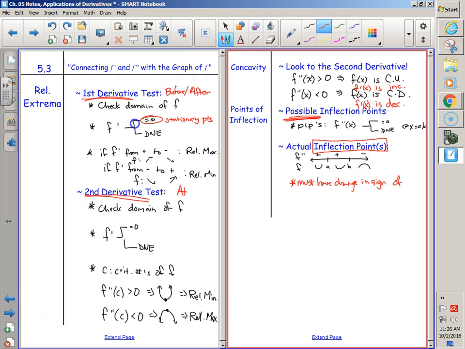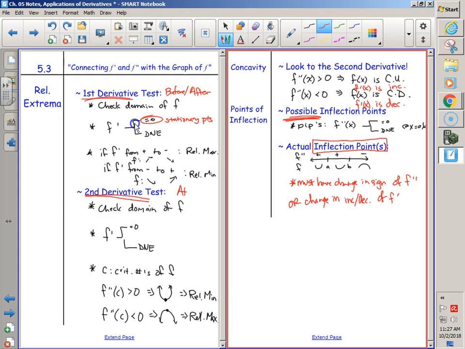Must have change in sign of f double prime, or, which is the exact same thing really, change in behavior of f prime. Why am I saying that? Because if you're looking at an f prime graph, if the f prime changes from increasing to decreasing or decreasing to increasing, that is a point of inflection of f.